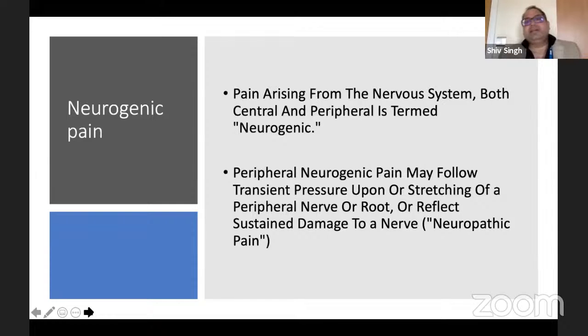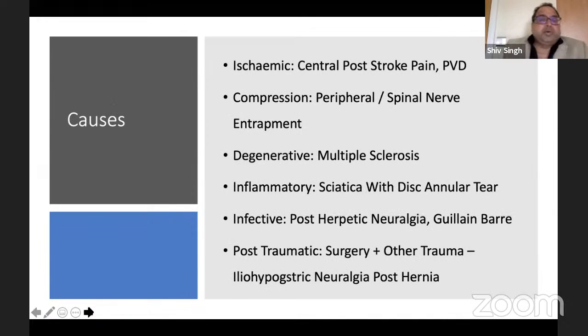So neurogenic pain is actually any pain arising from the nervous system, whether it's the peripheral or central nervous system. If you look at peripheral neurogenic pain, it can happen following transient stretching of a peripheral nerve or root, or when it becomes sustained, it can lead to neuropathic pain. So what are the causes of neurogenic pain?